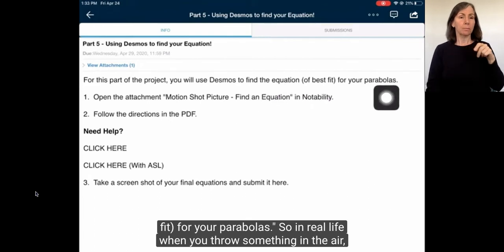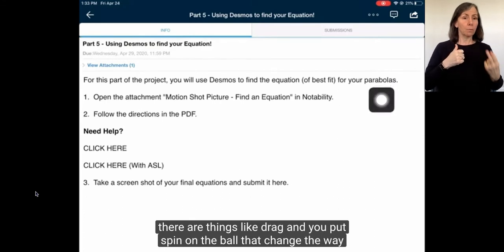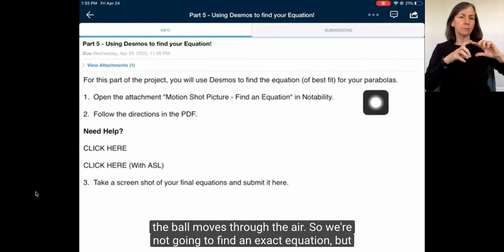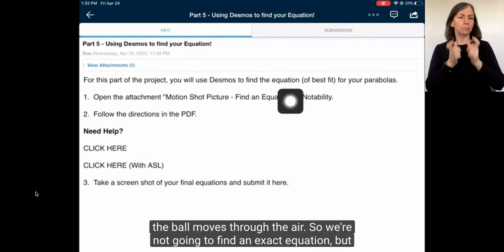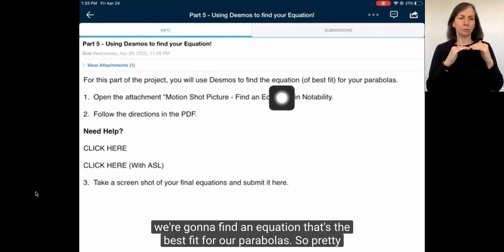So in real life, when you throw something in the air, there are things like drag, and you put spin on the ball, that change the way the ball moves through the air. So we're not going to find an exact equation, but we're going to find an equation that's the best fit for our parabolas. So pretty close.